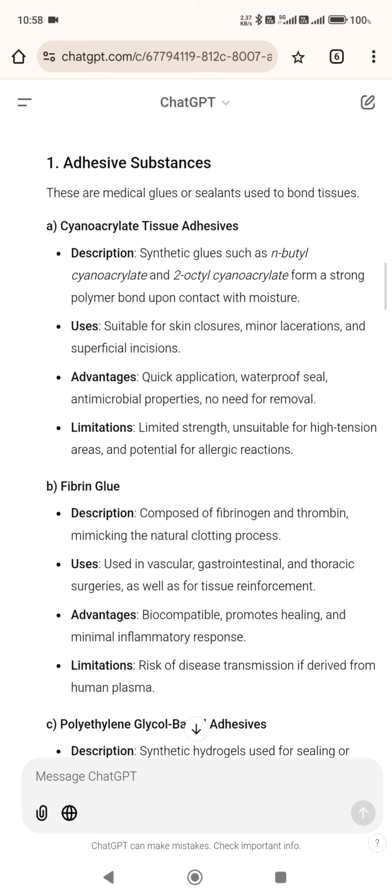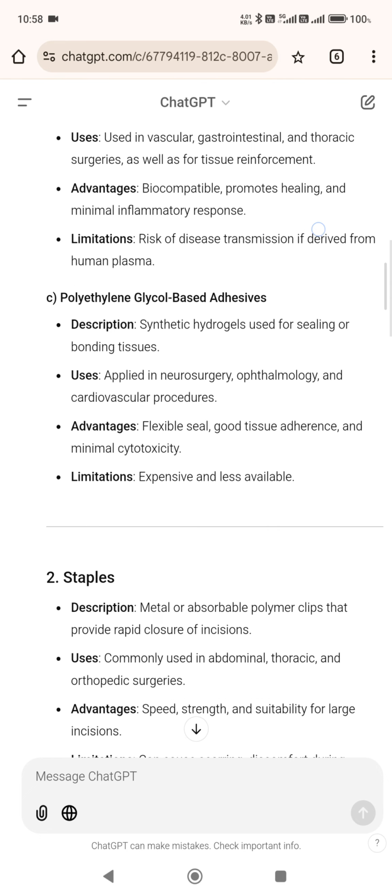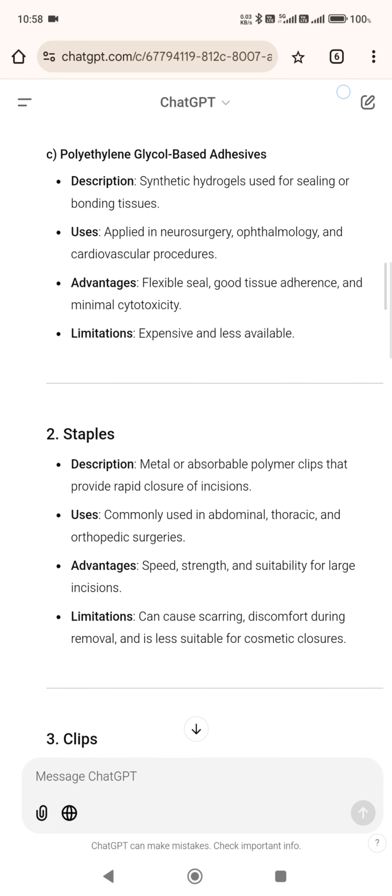B. Fibrin glue. Description: composed of fibrinogen and thrombin, mimicking the natural clotting process. Uses: used in vascular, gastrointestinal, and thoracic surgeries, as well as for tissue reinforcement. Advantages: biocompatible, promotes healing and minimal inflammatory response. Limitations: risk of disease transmission if derived from human plasma.